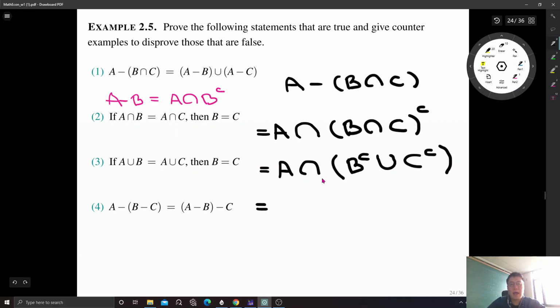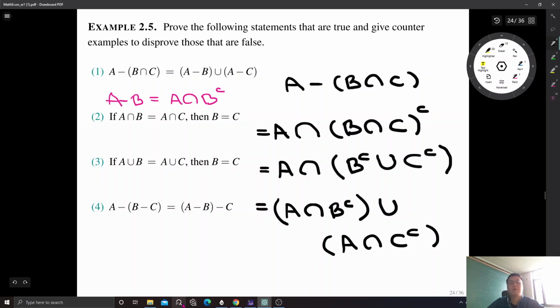Now using the distributive law, let me distribute A intersection. Then B's complement becomes A intersection B's complement, and union, C's complement becomes A intersection C's complement, right? And finally, once again using the definition of set difference, A intersection B's complement is A minus B, and union, A intersection C's complement is A minus C. So we just proved the first statement.